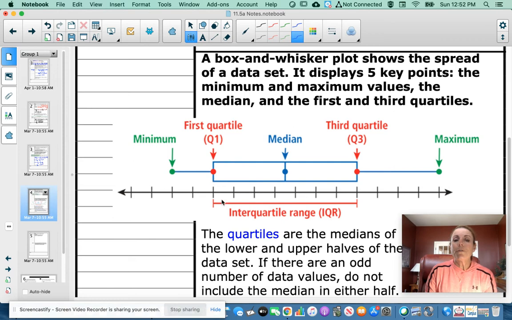So what the first quartile and the third quartile are, I'm going to go through an example and explain how they are calculated. Minimum, obviously the lowest number. Maximum, the highest. And we already know how to find median. But we have to go over how you find the first quartile and the third quartile. And then the interquartile range is taking quartile 3 minus quartile 1.